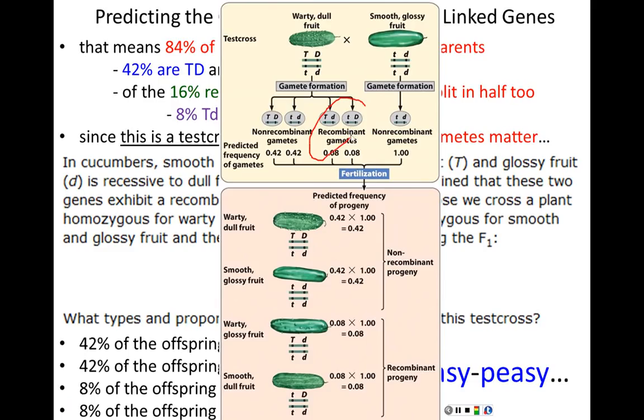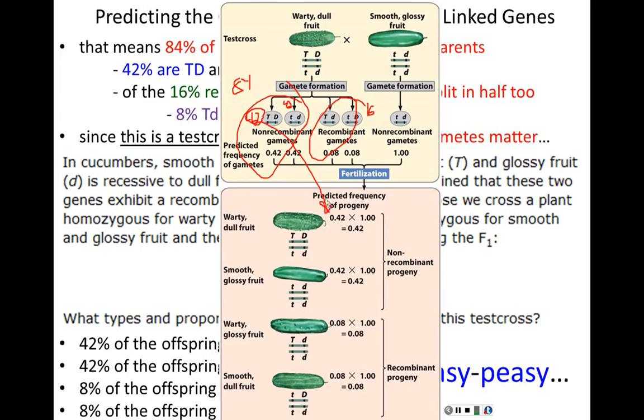If this all happens 16% of the time, then the rest of it must be no recombination, which is 84% of the time. And if that's 84% of the time, then this is 42% of the time that we make this one, and this is 42% of the time that we make this one, giving rise to 42% of the progeny showing this collection of traits, and 42% of the progeny showing this collection of traits. And these two trait types match one or the other parent, making them non-recombinant.